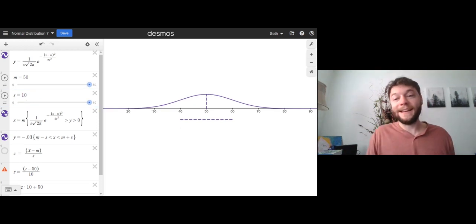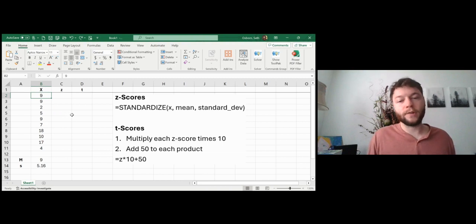Okay, hopefully that made at least some sense, but now let's talk about how to actually perform these calculations, which turns out to be pretty easy. Okay, so first I'm going to show you how to do this in Excel, and then I'm going to show you how to do it in R.